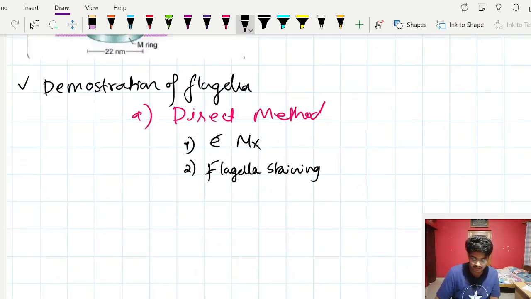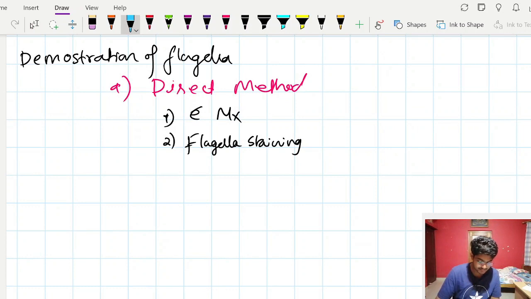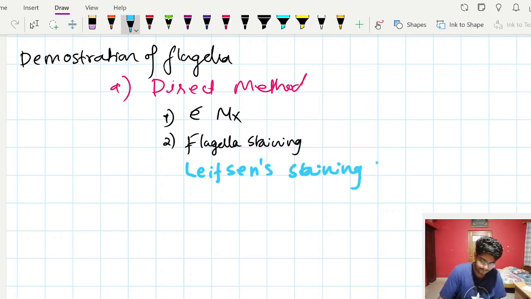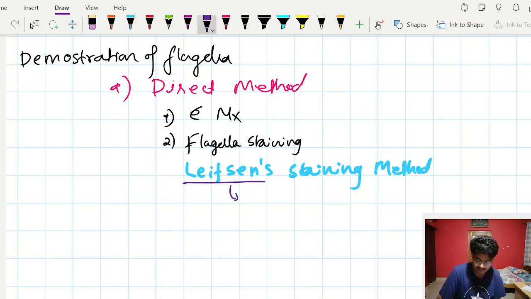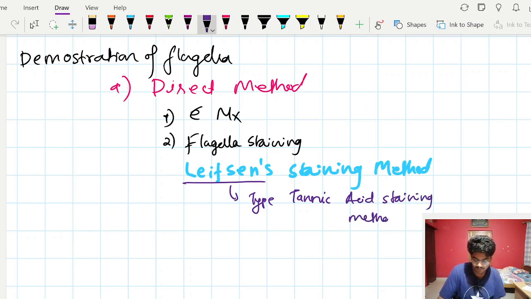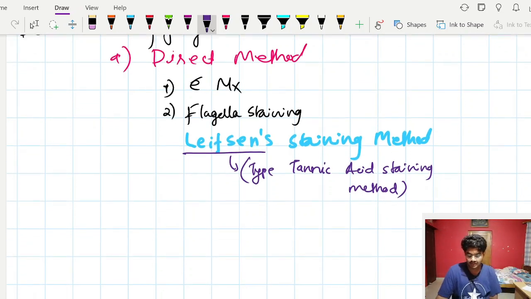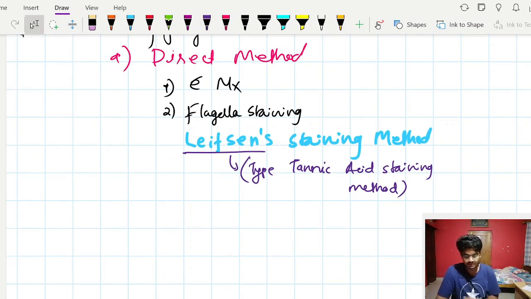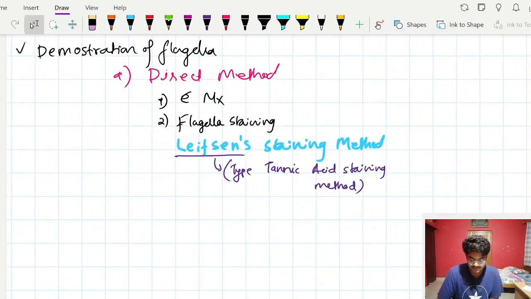The flagella staining method we use here is Leifson's staining method. It is a type of tannic acid impregnation method, tannic acid staining method. We will study impregnation staining and special staining in detail in another class. So one is Leifson's staining method.